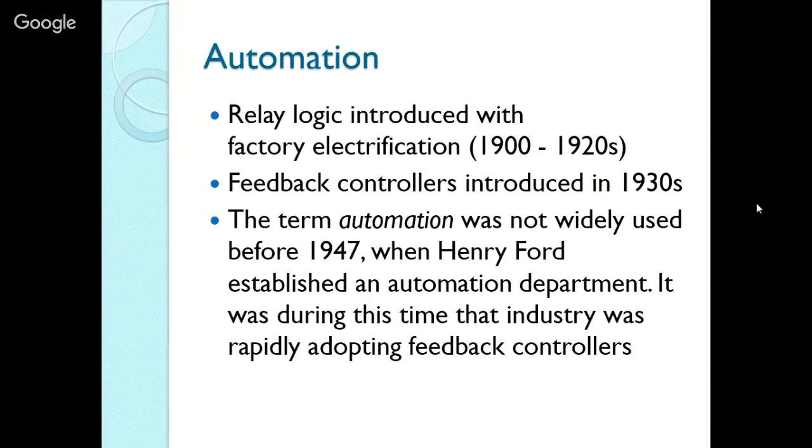So the automation was there, but the word automation was not used up to 1947. In 1947, Henry Ford established an automation department in his industry, and the word automation was coined by an engineer working in the Ford plant. His name was Del Harder. So it was during this time that industry was rapidly adopting feedback controllers.